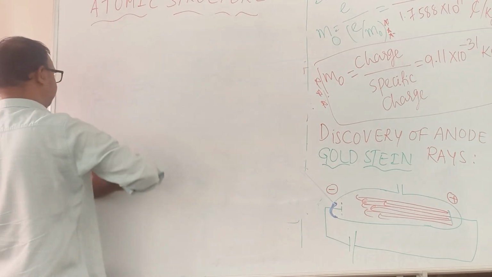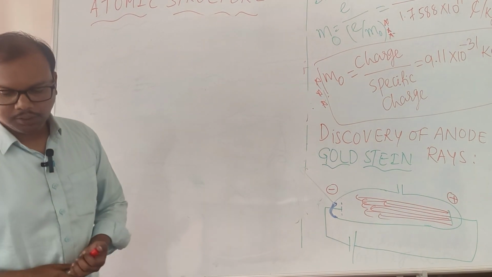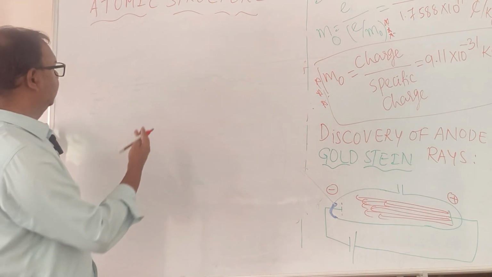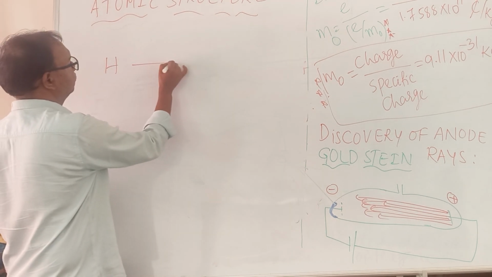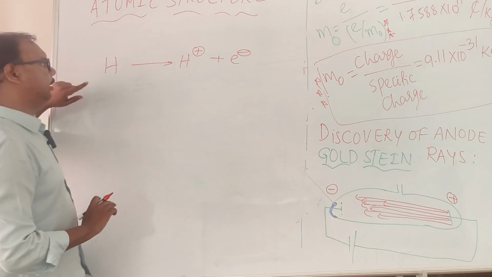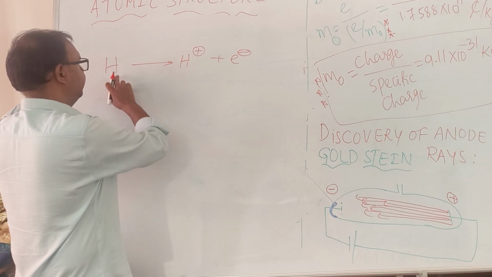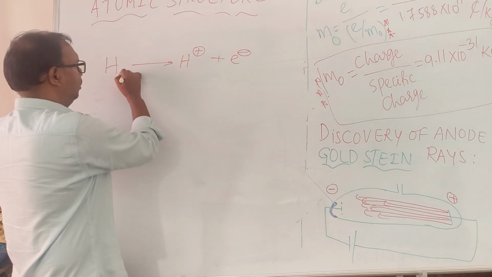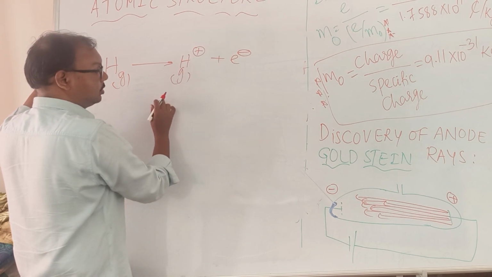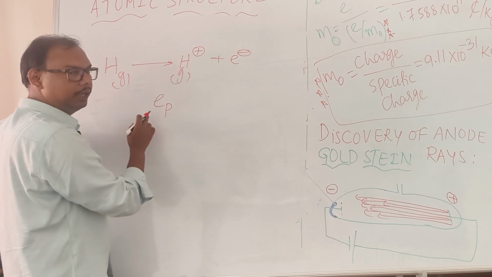For example, when you consider the e/m ratio, hydrogen is there. When it ionizes, it gives H plus and an electron. Here, the gas you have taken is gaseous hydrogen atoms, and it gives H plus and an electron. What is the charge here? The charge of the proton we call e_p, and the charge of the electron we simply write as e.